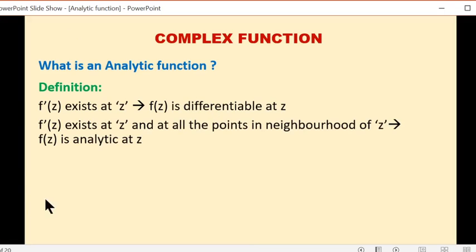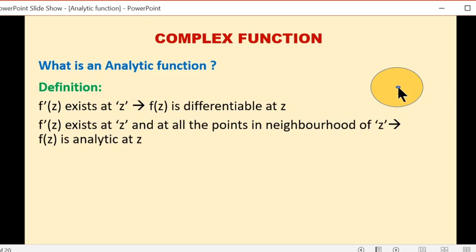So when do we say f of z is analytic at z? F of z is analytic at z if the derivative exists at z and all the points in the neighborhood of z. Okay, so neighborhood of z matlab z के आजू बाजू का points. Z के आजू बाजू का points means, see, this is called as neighborhood. Neighborhood means the points surrounding these points z. So mathematically speaking, neighborhood involves the set of all points in a very small circle with center as this z, and radius can be any radius.